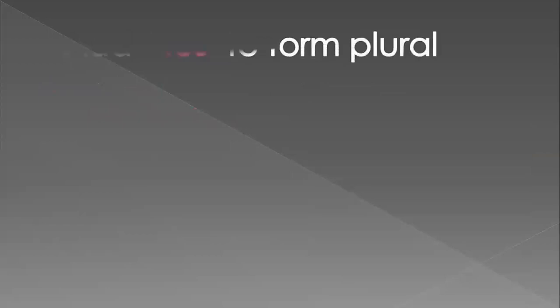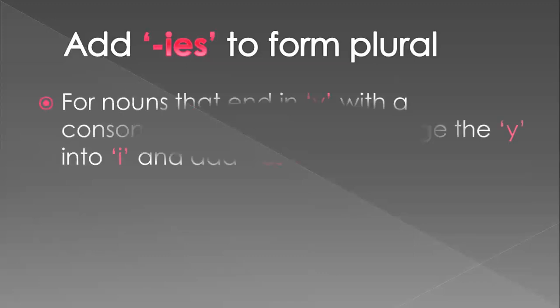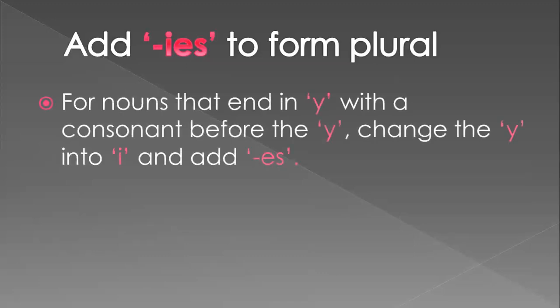Next, the third rule. Add ies to form plural. For nouns that end in y with a consonant before the y, change the y into i and add es.